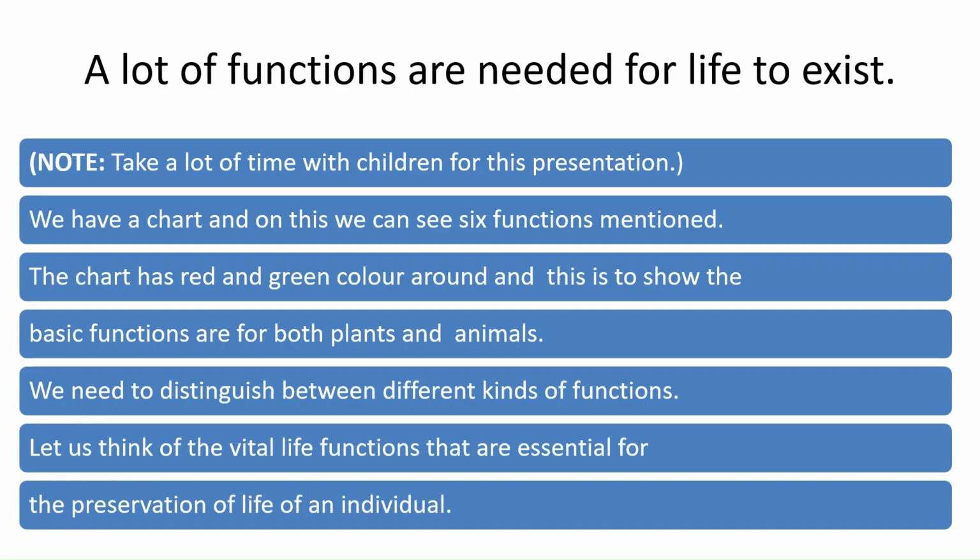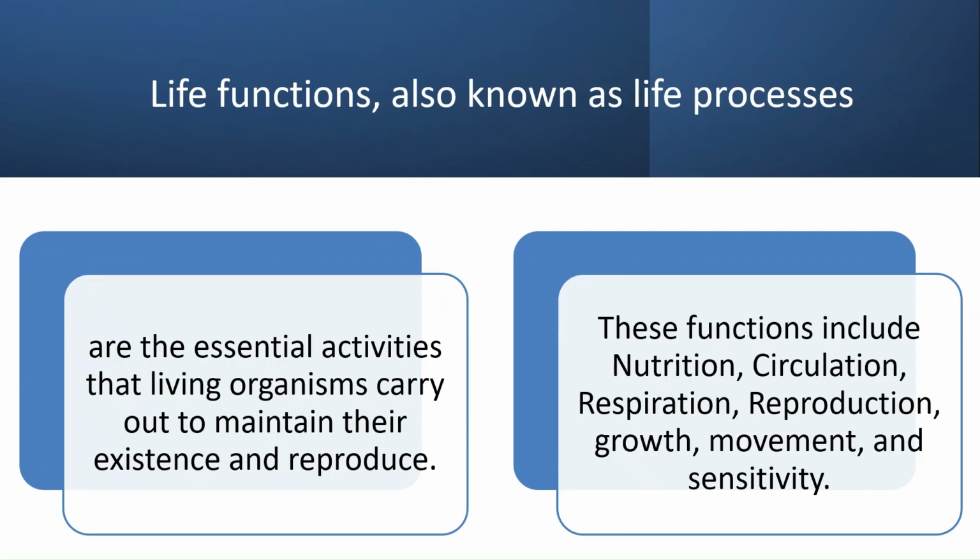Here we have a chart, and on this we can see 6 functions mentioned. The chart has red and green color around, and this is to show the basic functions are for both plants and animals. We need to distinguish between different kinds of functions. Let us think of the vital life functions that are essential for the preservation of life of an individual. Life functions, also known as life processes, are the essential activities that living organisms carry out to maintain their existence and reproduce. These functions include nutrition, circulation, respiration, reproduction, growth, movement, and sensitivity.